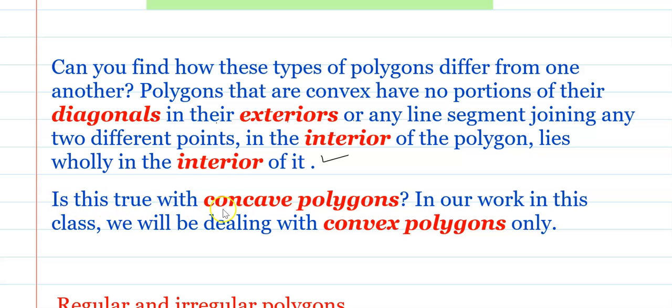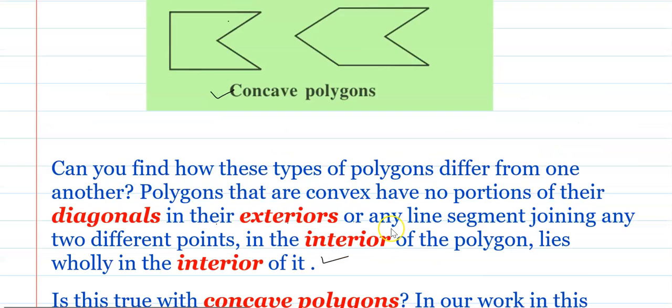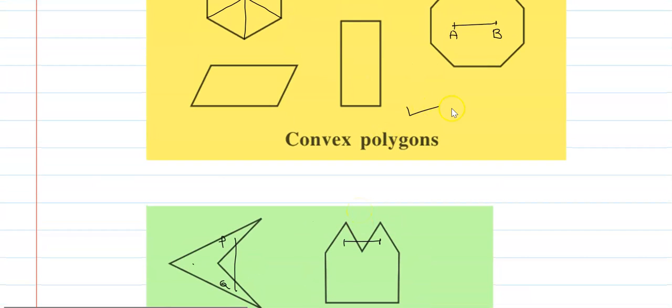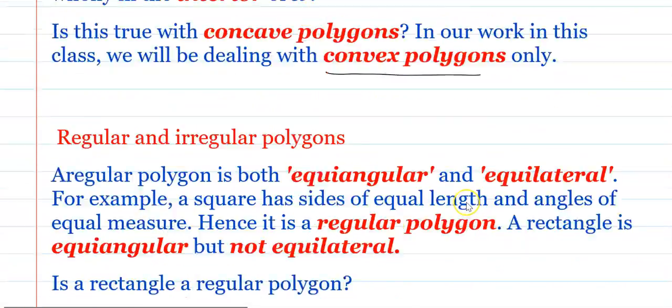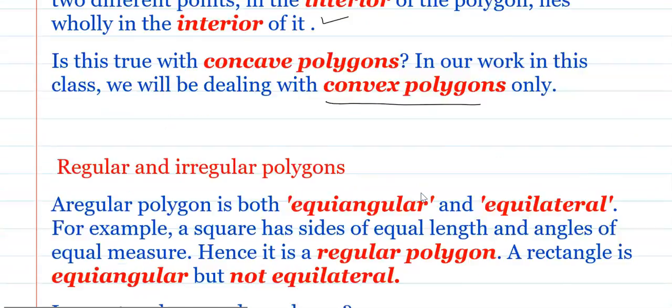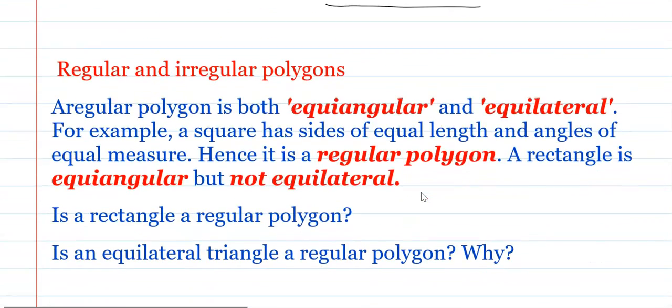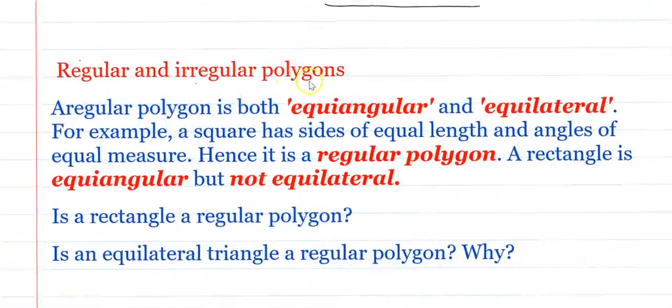Is this true with the concave polygon? No. In our work in this class, we will discuss here only the convex polygon. Okay. Now the next definition is regular and irregular polygon.